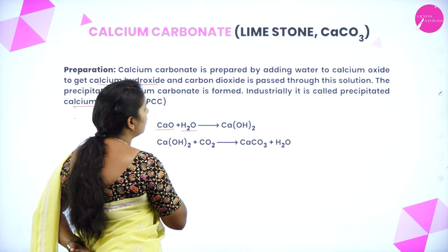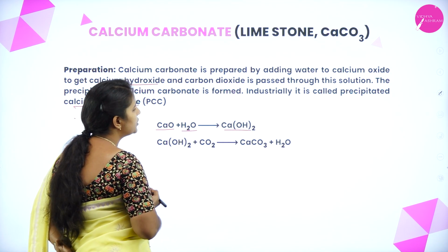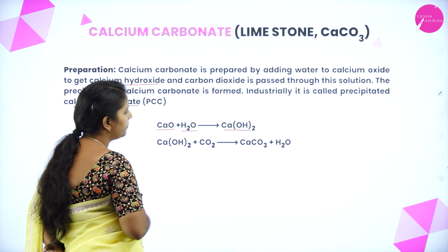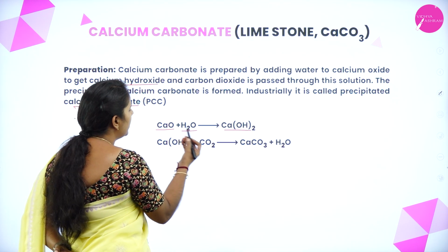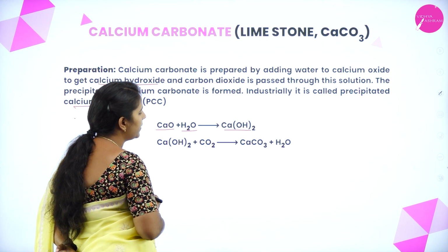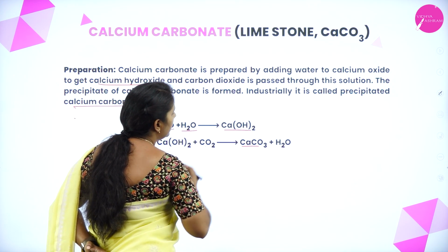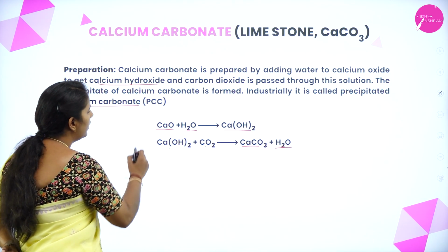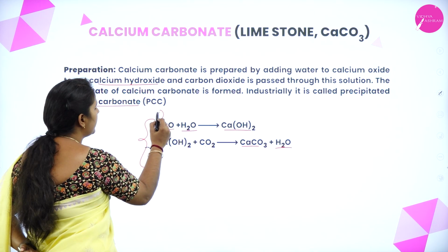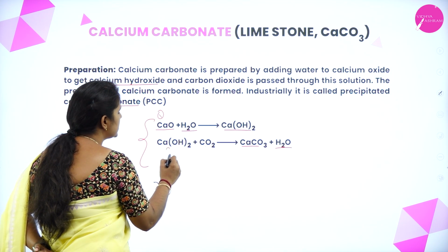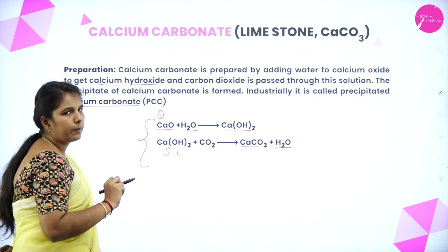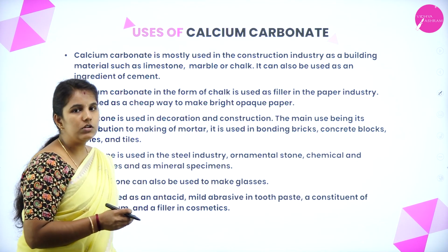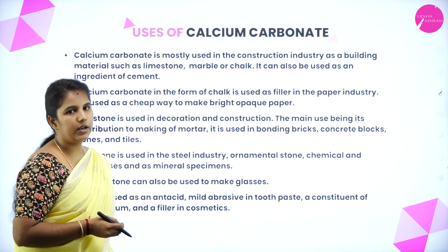Here you can see that this is quick lime, that is calcium oxide. When it reacts with water, it forms calcium hydroxide, which is slaked lime. Is it right? When slaked lime again reacts with carbon dioxide, it forms what? Calcium carbonate with the formation of a water molecule. This is how, by using quick lime as well as slaked lime, we can prepare calcium carbonate. Next is uses of calcium carbonate.